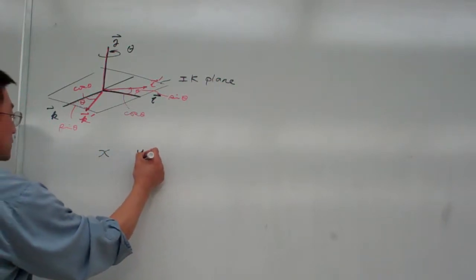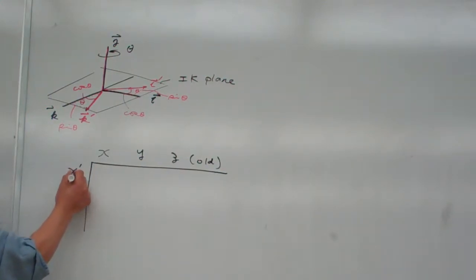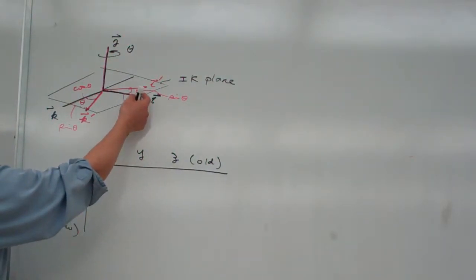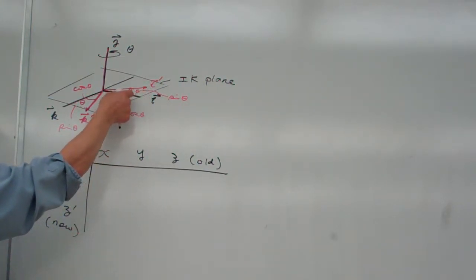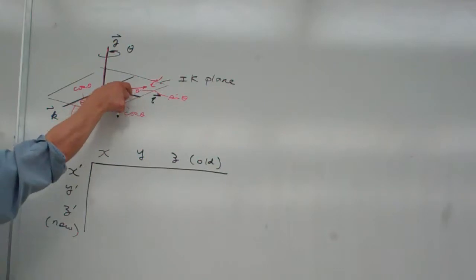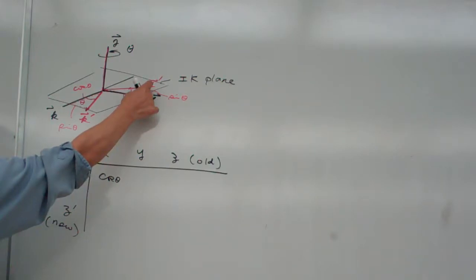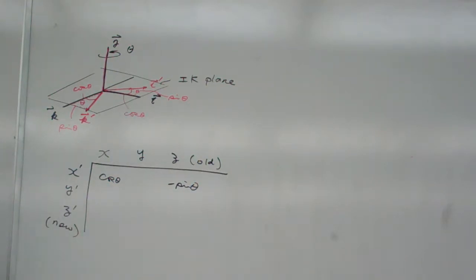So for the coordinates x, y, z in the old coordinate system, and x prime, y prime, z prime in the new. Okay, so now we look at here. For I prime, that is the new I-axis, expressed in terms of the old one. This amount is cosine theta in which direction? In the I direction. So that is cosine theta. And this amount is sine theta in the negative K direction, so that is minus sine. Okay, and there is no projection in the y direction, 0.